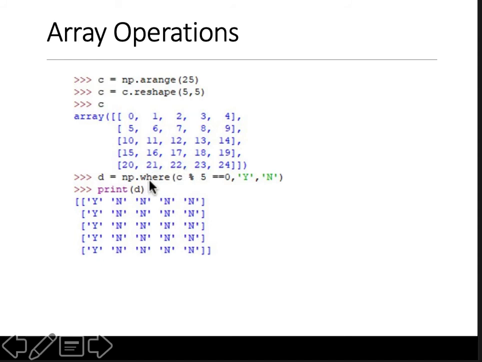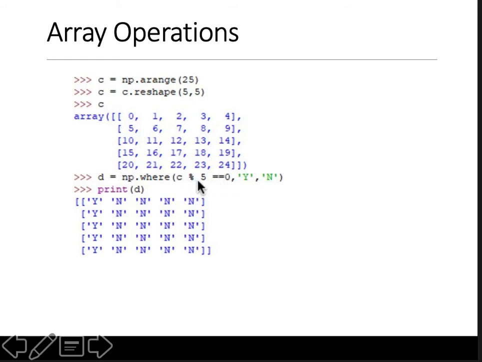Then the new command is where. Where is like a function that you can apply on an array. Here the array is C. So we are saying apply this where function on C with this condition. What's the condition? If this thing is true, write this, else write this. If you remember our if else, this is just like that. It operates on this array: if the condition is true, do this, else do this.